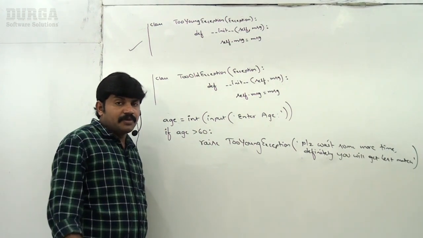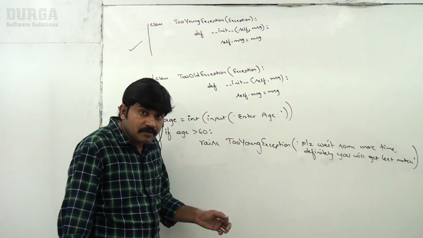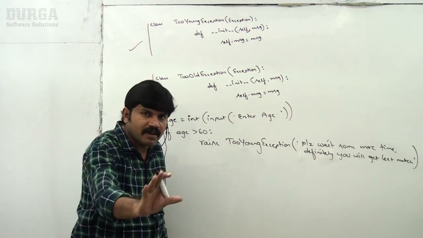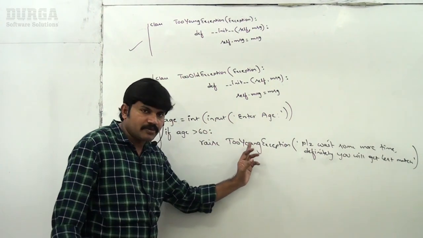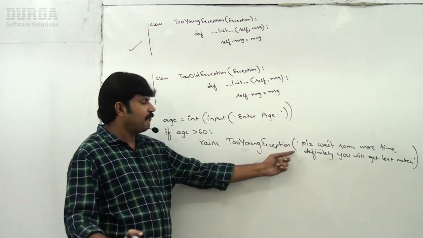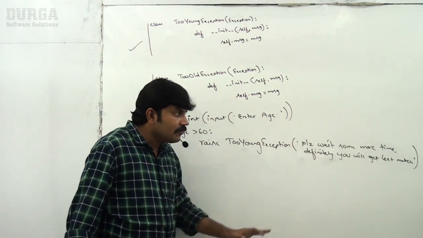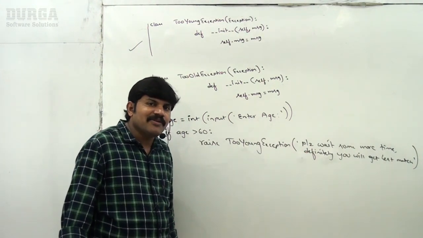Remember, if age is greater than 60, it should be TooOldException, but you are raising TooYoungException just for fun. I know actually we have to raise TooOldException, but here TooYoungException just for fun, it is just reversing it. Please wait some more time, definitely you will get a best match. Sir, when am I going to get a best match?